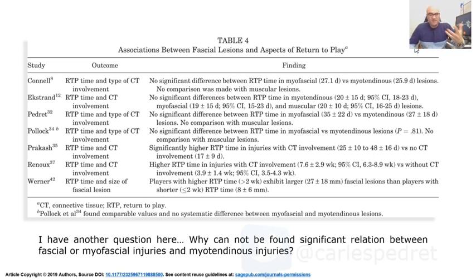So I think that a fascial injury, or if we want to speak about myofascial, we can do it. We know that it has a better prognosis than a myotendinous or tendinous injury. But normally also in these studies, there is no significant relation. And that's probably because we do not know exactly how to define the fascial injury.